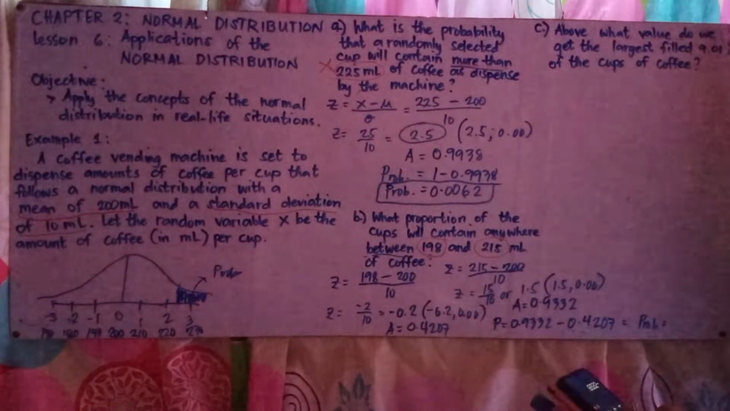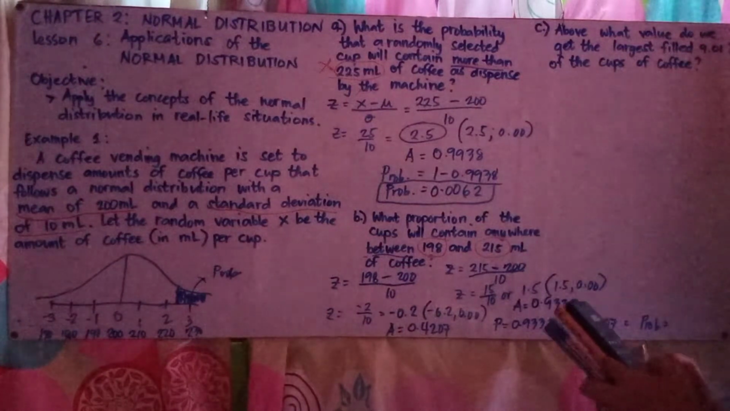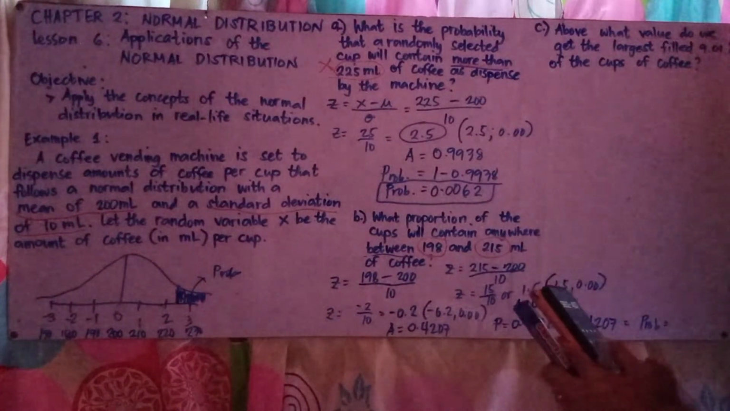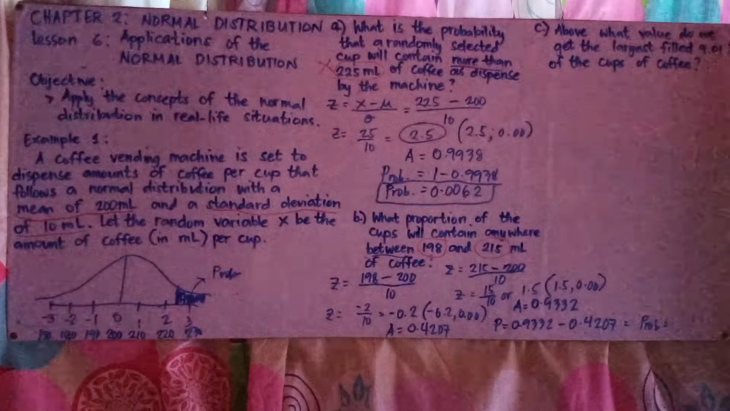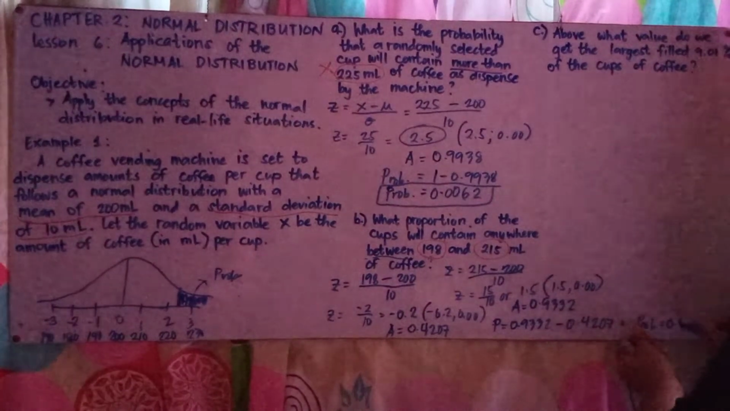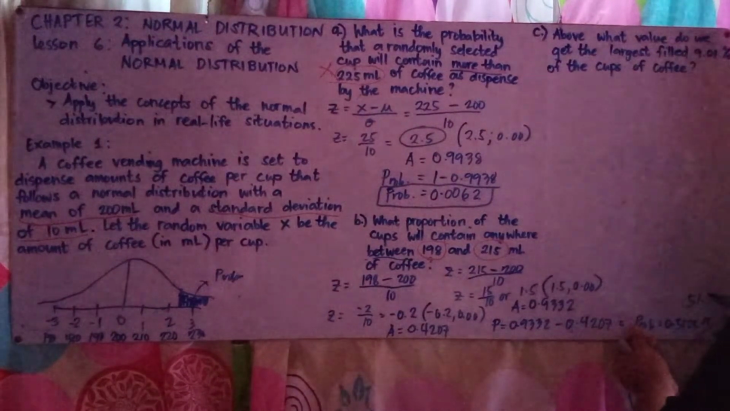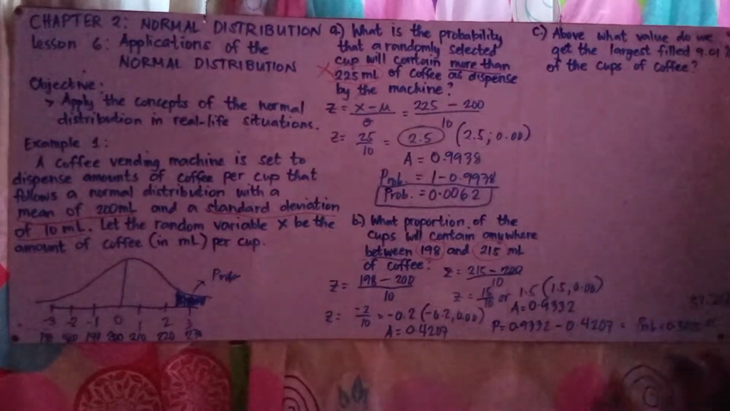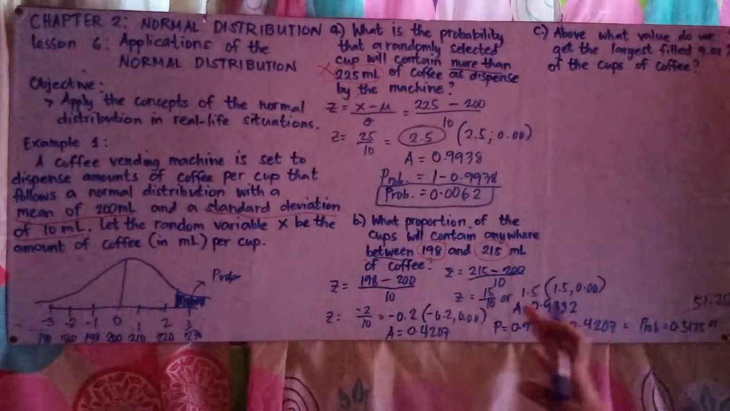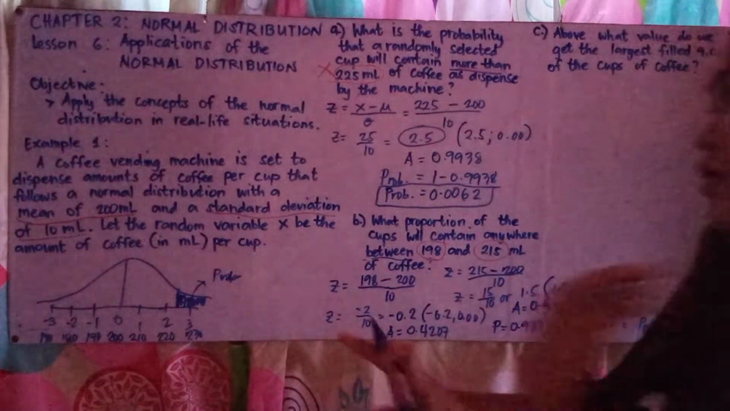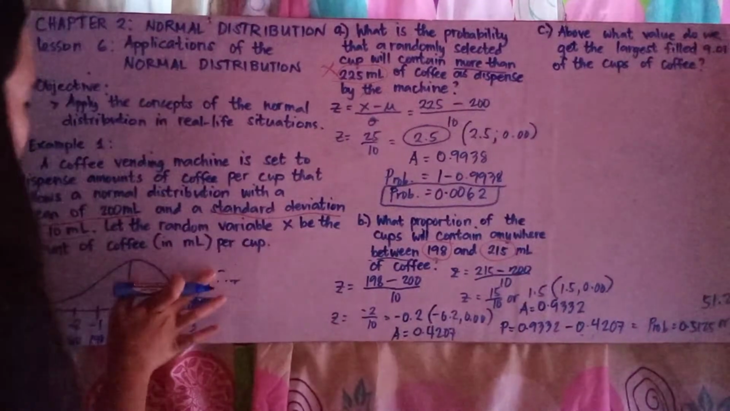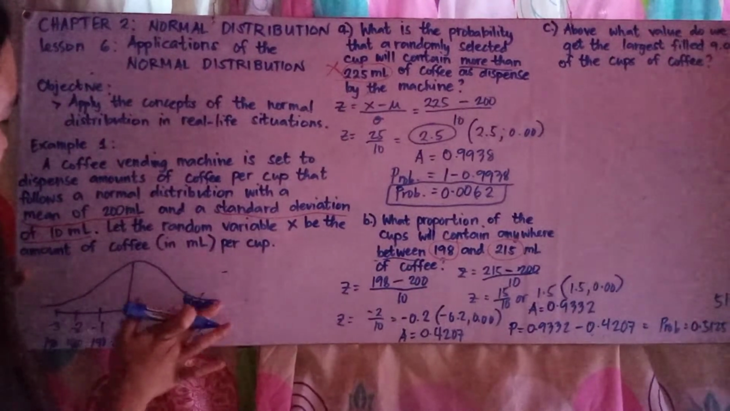0.9332 minus 0.4207, which is 0.5125. 0.5125 or 51.25%. So, if we illustrate it on the curve, we illustrate it here.